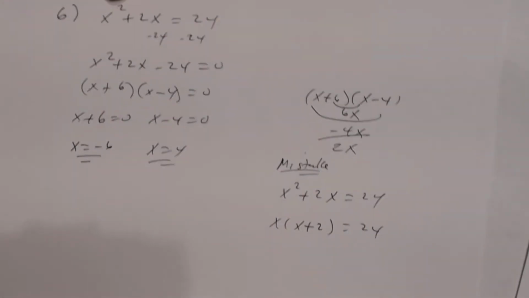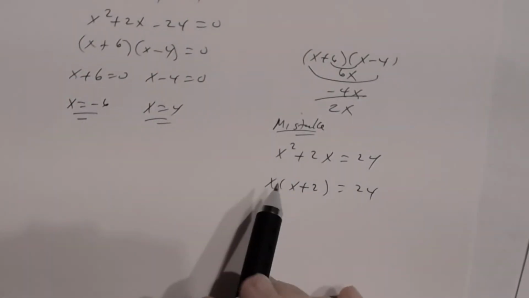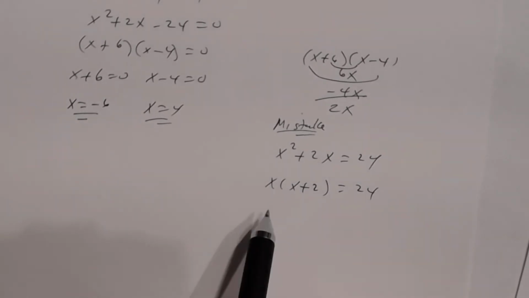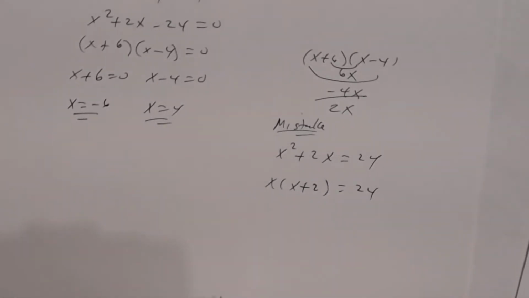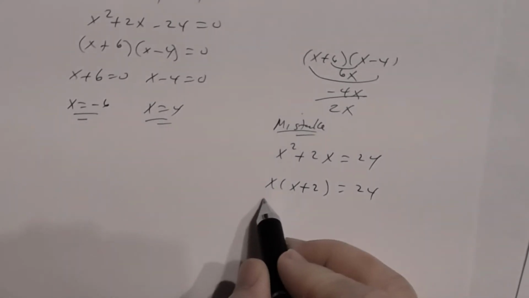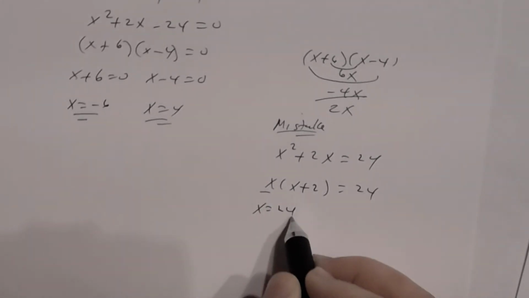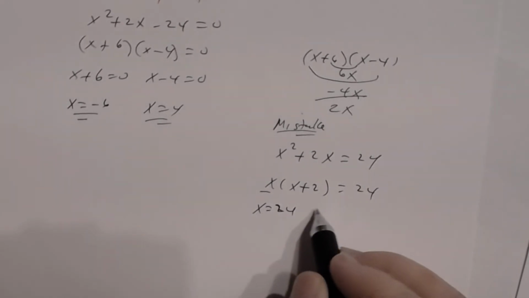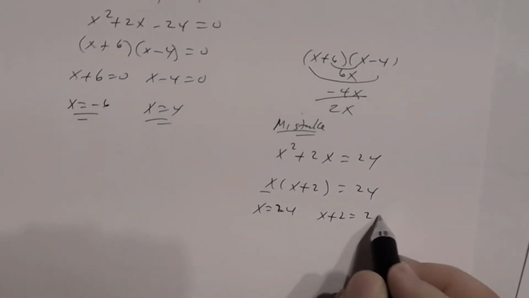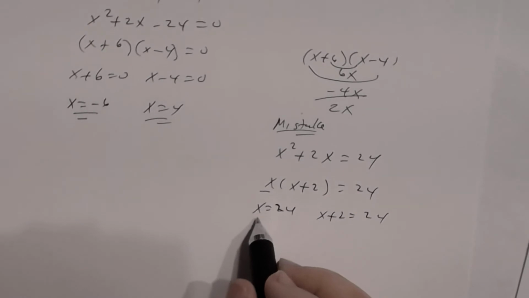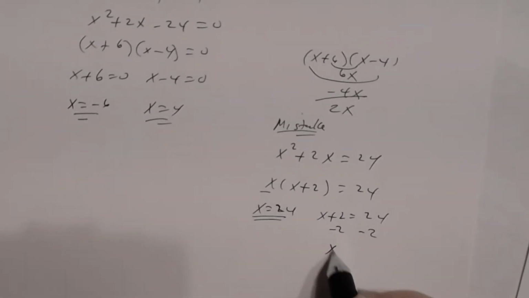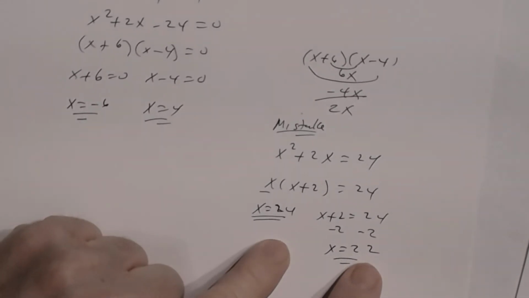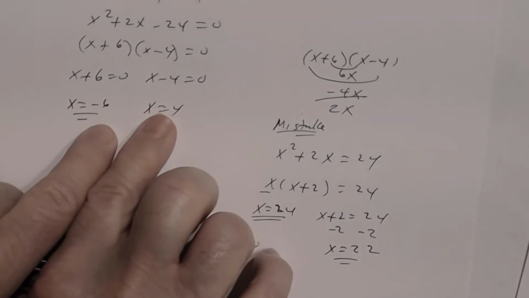But they overgeneralize here. They say, I have these two factors whose product is 24, so they think, incorrectly, that one of those factors has to be 24. So they'll say x equals 24, and over here x plus 2 equals 24. Then you would solve for x. You get x to be 24, and over here, if you subtract 2, you get x to be 22. But notice, those solutions are nothing like these.